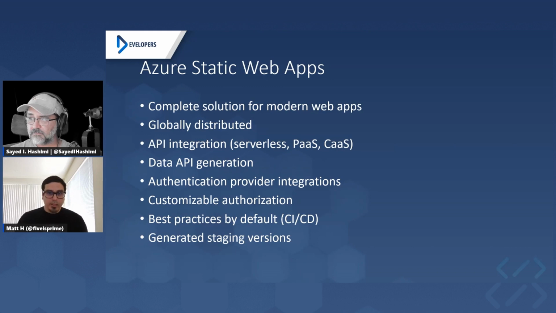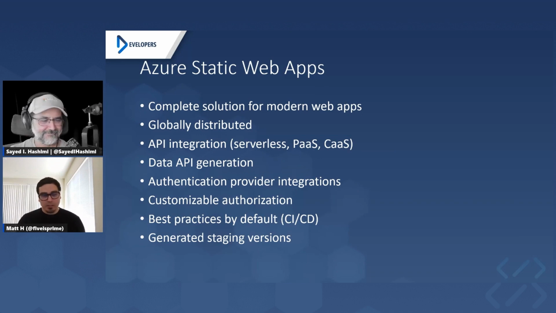If you take away one thing from this whole presentation, it's that static web apps is a complete solution for modern web apps. By default, you're going to get a globally distributed front end. You're going to get API integrations such as our serverless functions, the app service paths, or even container apps for our containers as a service option. You have data API generation. All of that stuff is just built into the product. Authentication provider integration, so GitHub auth, Twitter auth. I think we actually got rid of Facebook, but GitHub and Twitter are going to be the big ones.